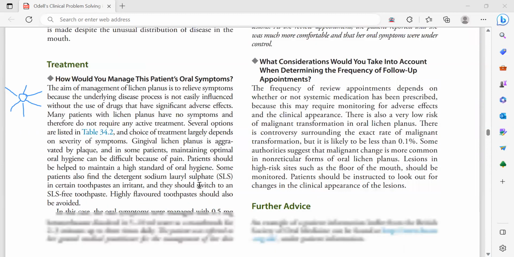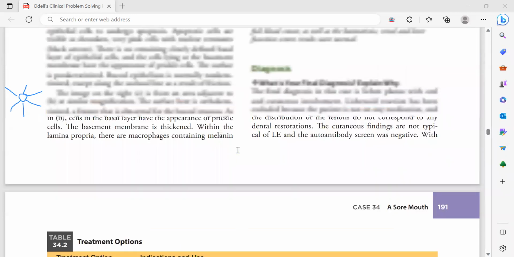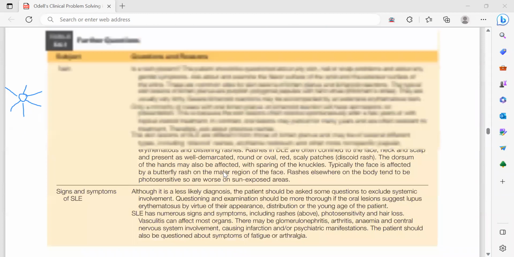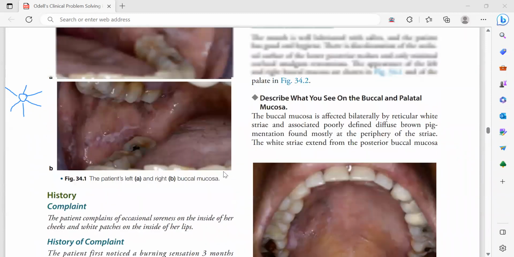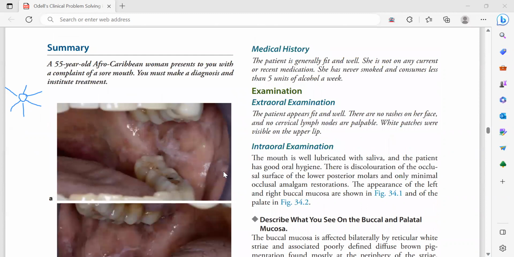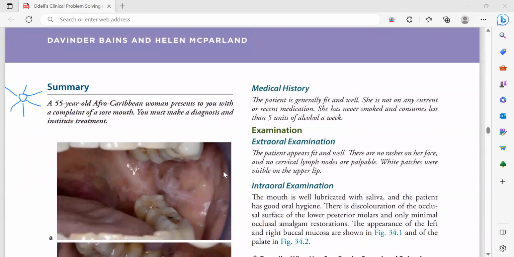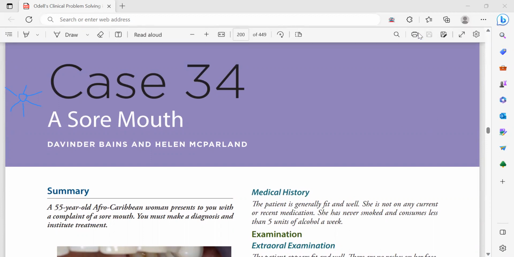Okay, so here are some treatment options that they have given, but this is not very important from an exam point of view. But this case does give you some overall idea of lichen planus, lichenoid reaction, and some important insights about the diseases and how to differentiate amongst them. Okay, so this case is done here.